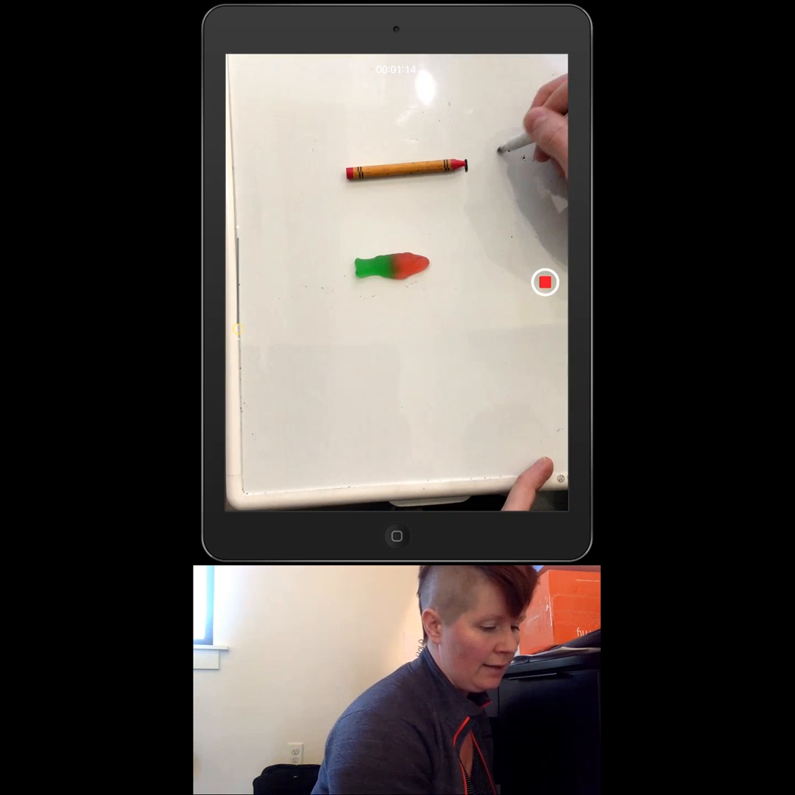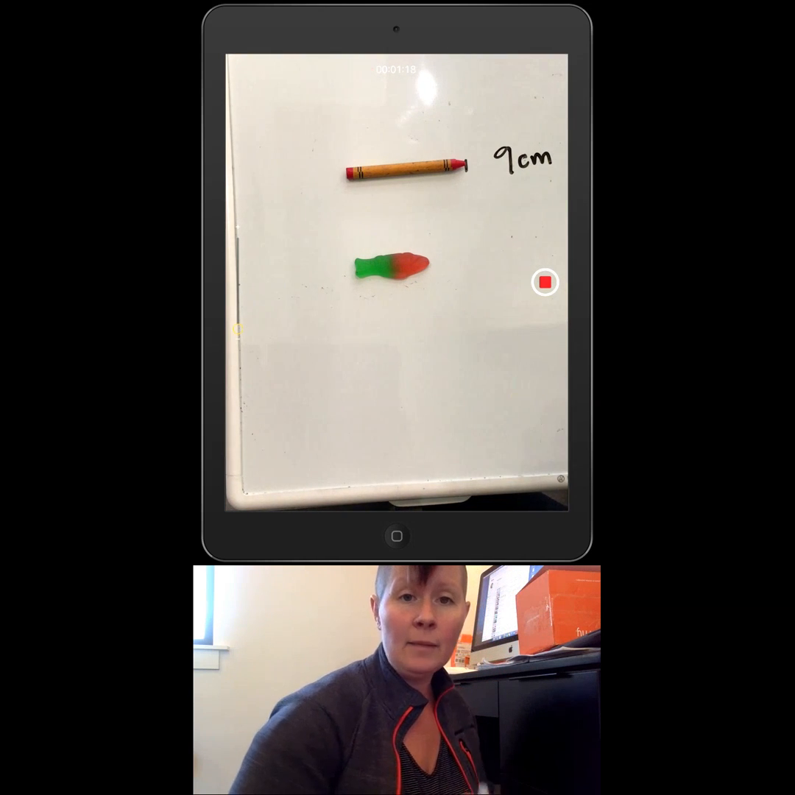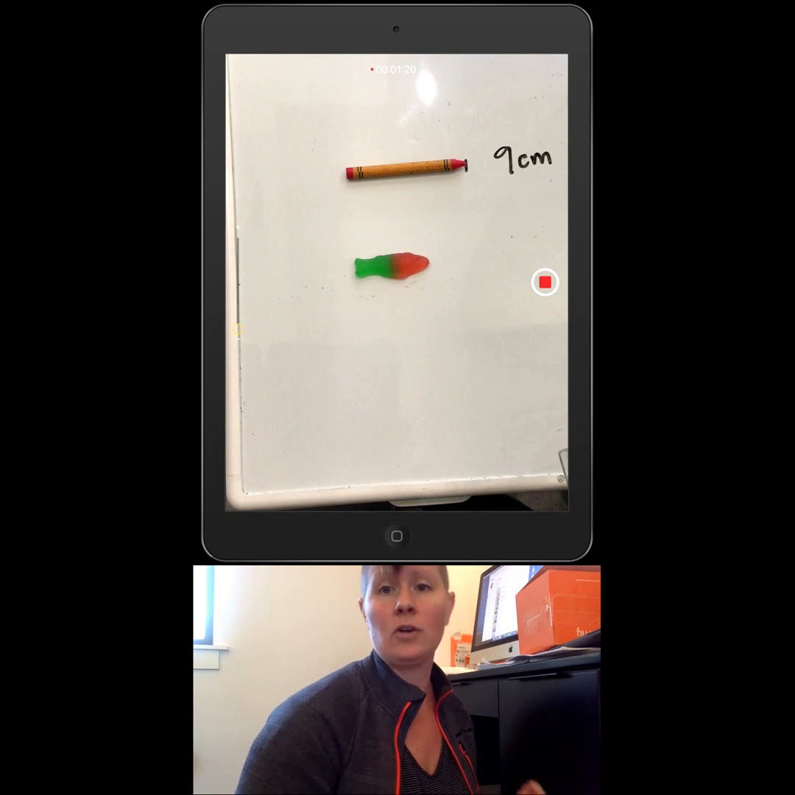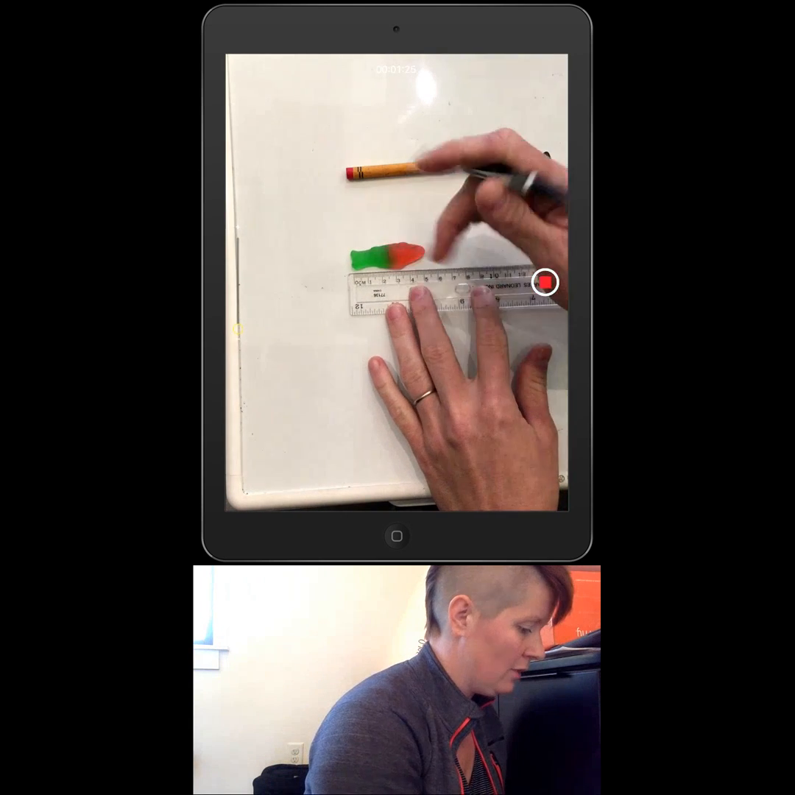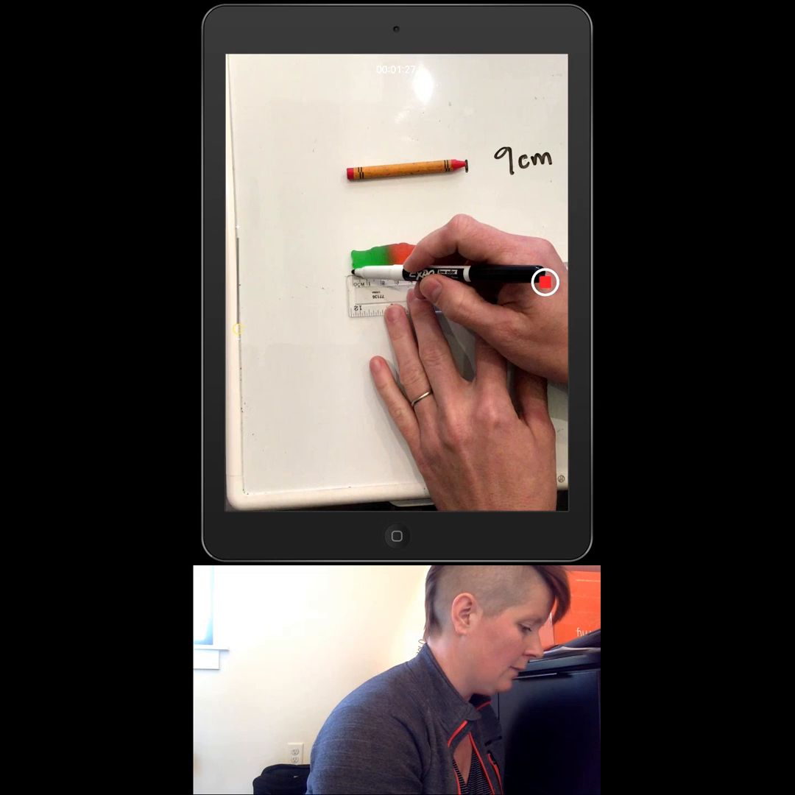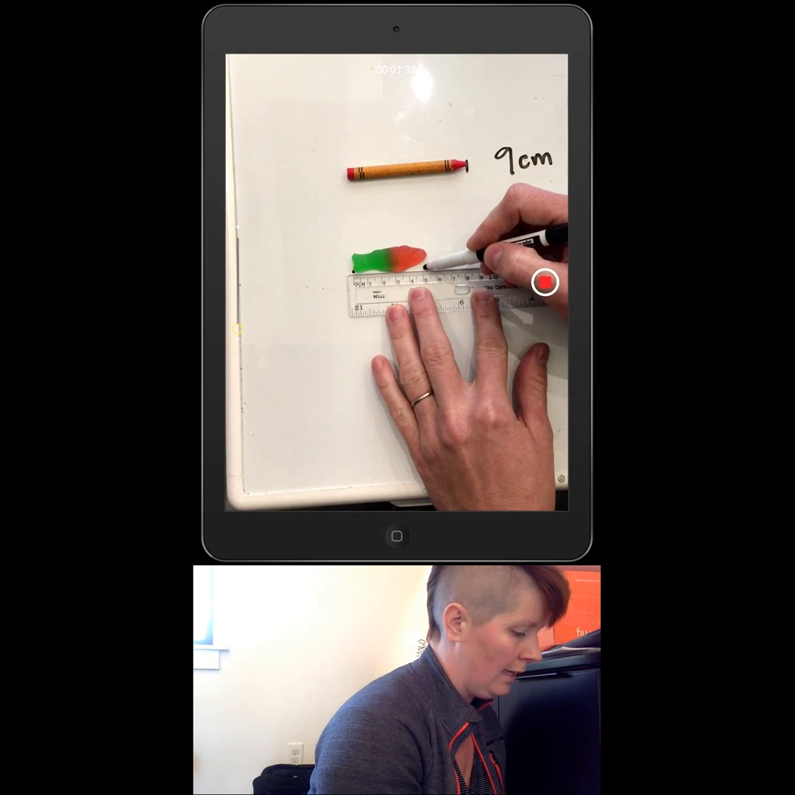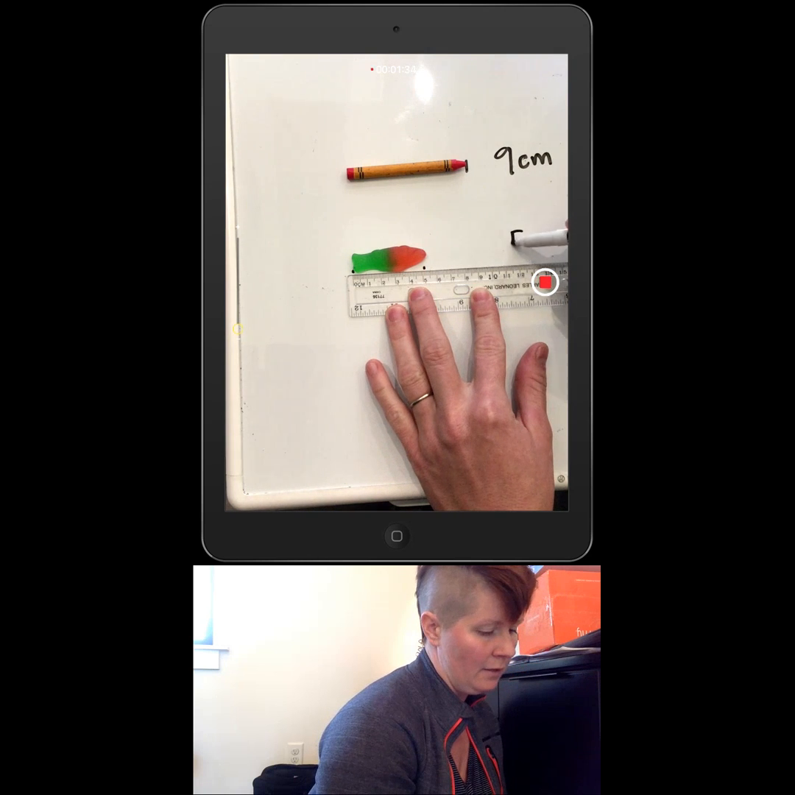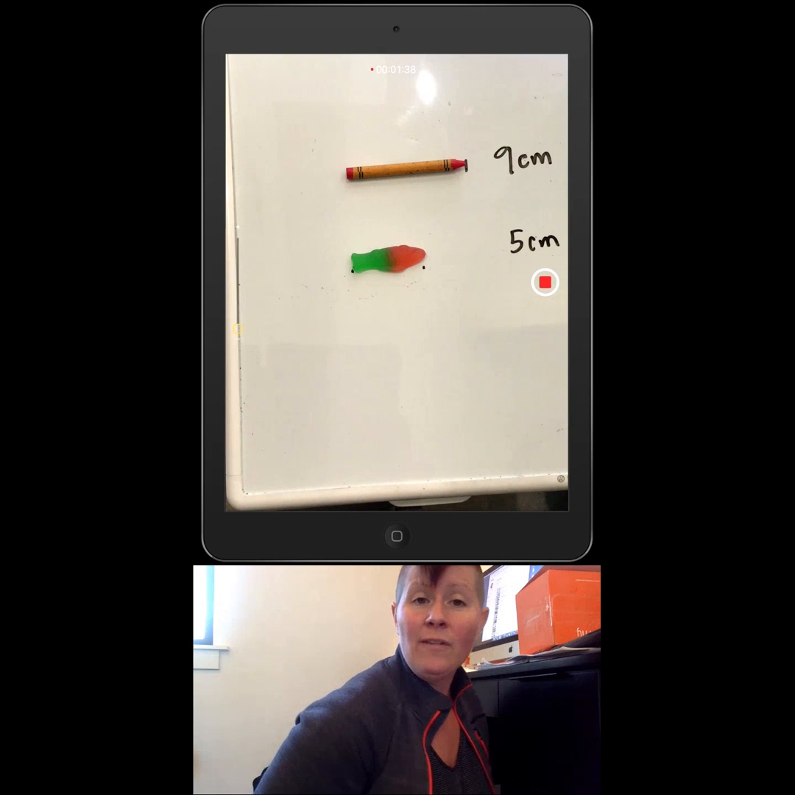So I'm going to go ahead and write that measurement down. And that is an exact, okay? It's not an approximate. I'm not using my fingers or something that's about a centimeter. I'm going to do the same thing with the fish, making sure his tail lines up with my 0, the start point. And then the end point, he is closest to the 5, so I'm going to call this 5 centimeters.